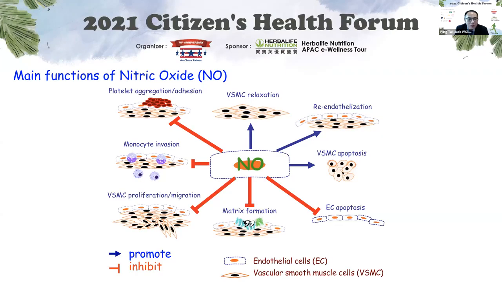The main functions of nitric oxide are illustrated here, including inhibiting platelet aggregation or adhesion, blocking monocyte invasion, inhibiting vascular smooth muscle cell proliferation or migration, blocking matrix formation, inhibiting endothelial cell apoptosis, causing vascular smooth muscle cell relaxation, inducing re-endothelialization, as well as inducing vascular smooth muscle cell apoptosis.